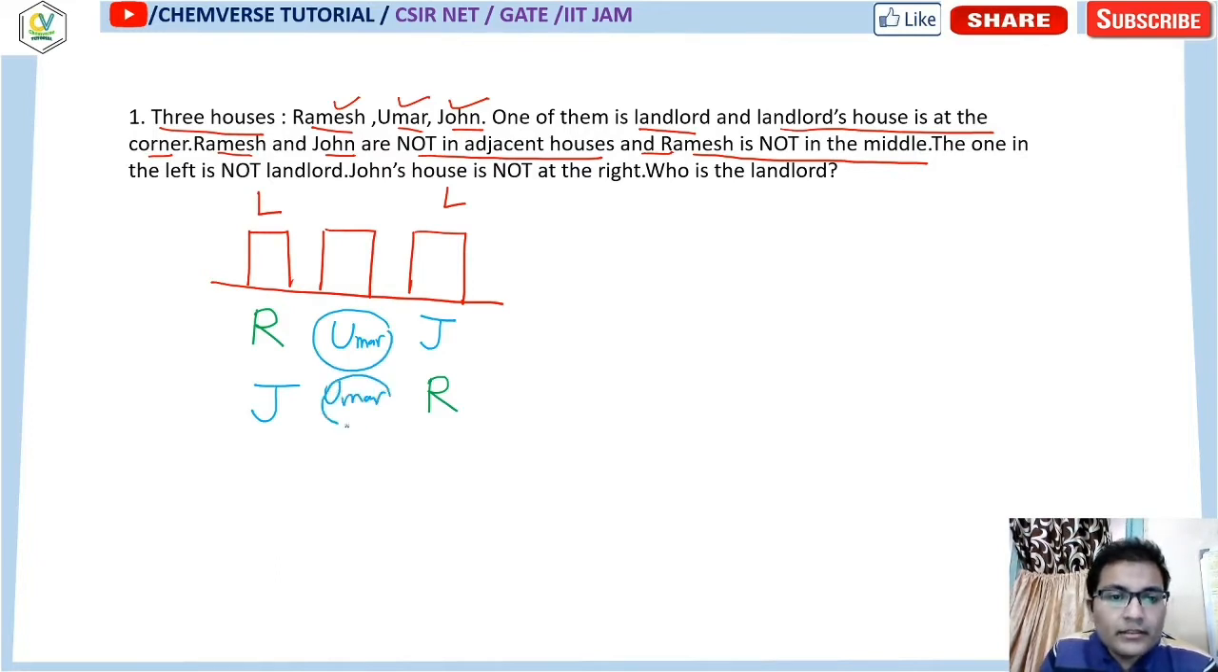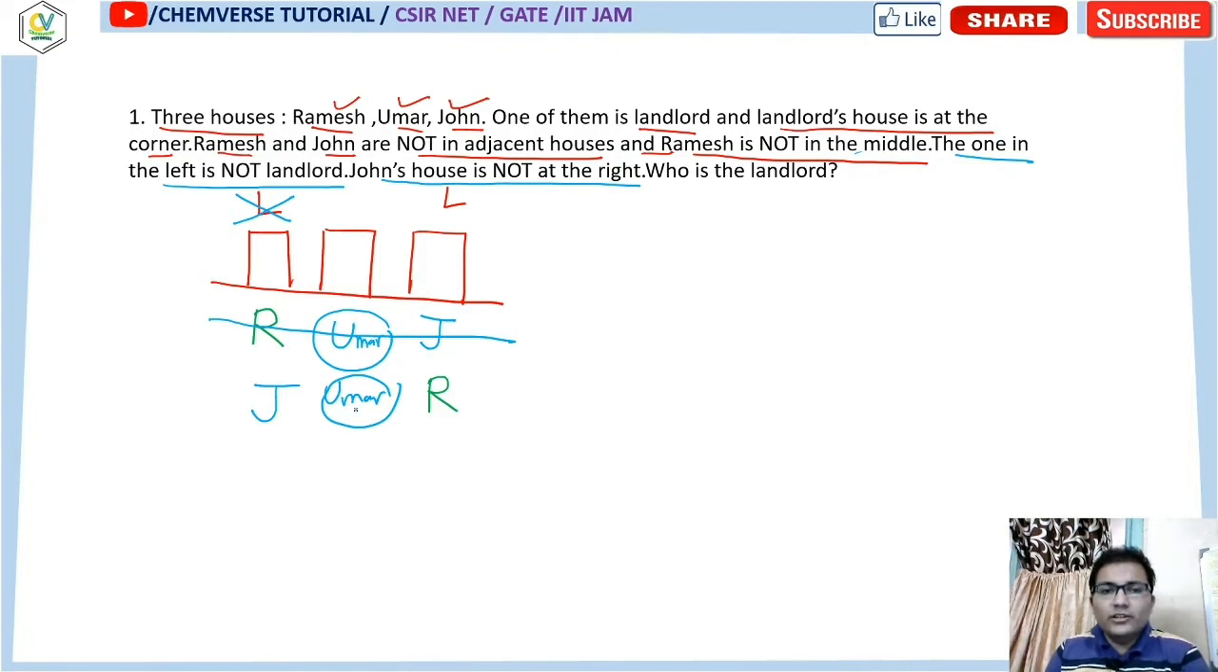Now the question says that the one on the left is not the landlord. So the landlord cannot be the left one. Only the one who resides in the rightmost house is the landlord, and John's house is not at the right. So it basically says that John is not on this side. So this possibility rules out, and the only option is that Ramesh is in the right side house, John is in the left corner and Umar in the middle.